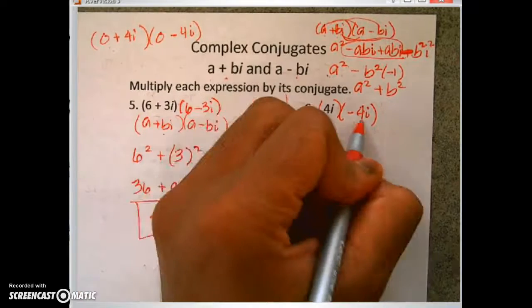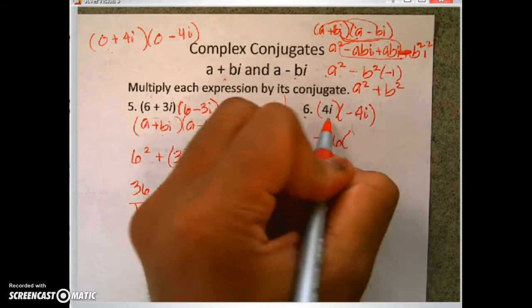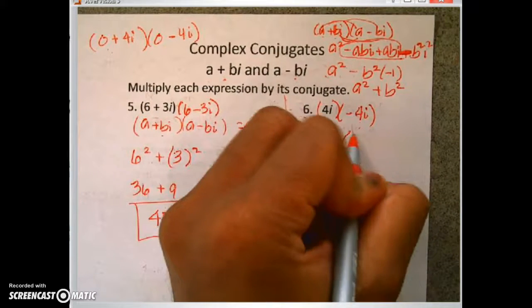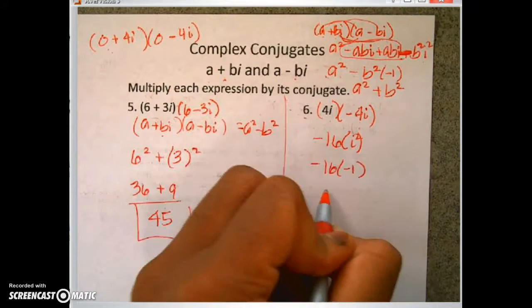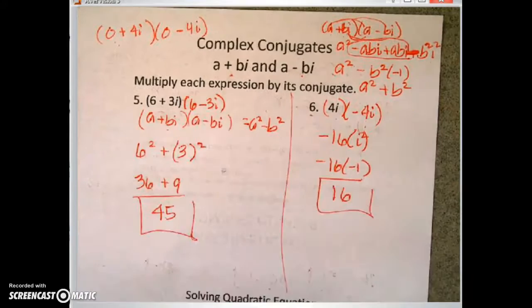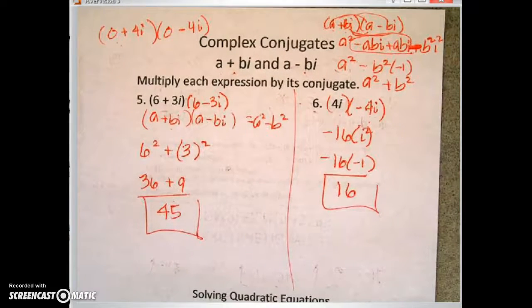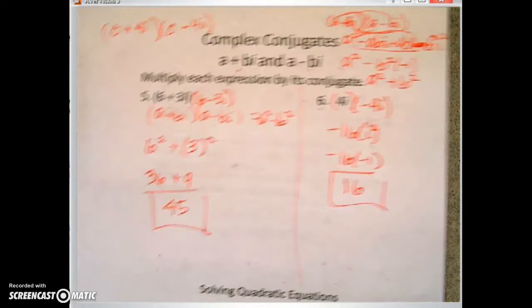0 minus 4i times 4i. So 4 times negative 4 is negative 16. i times i is i squared. So negative 16 times negative 1, which would be positive 16. Noticing here, i squared is doing one thing and one thing only. It's basically just changing the sign.